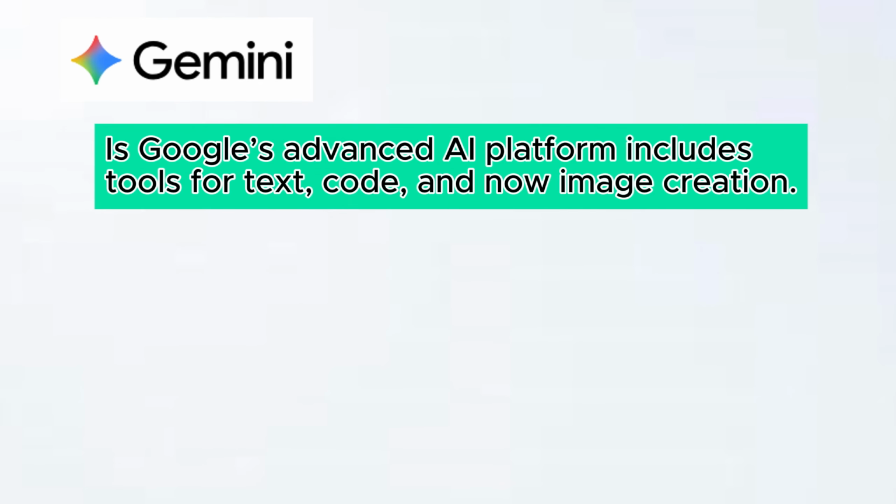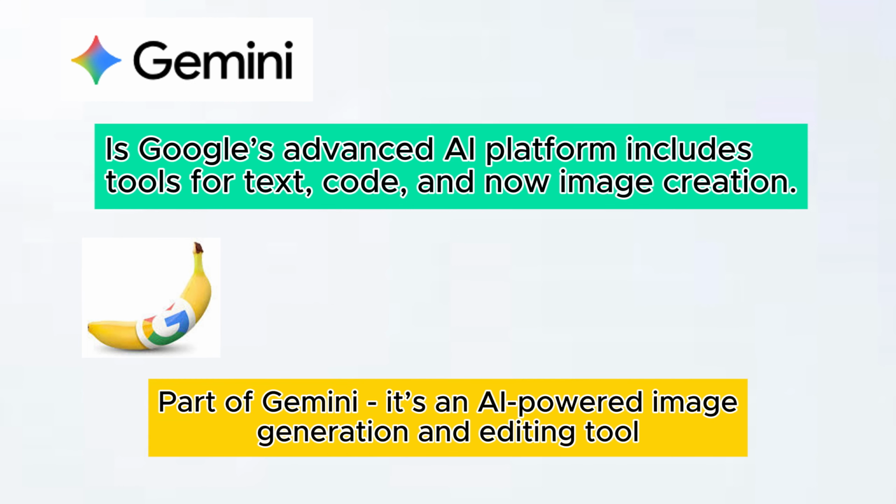Google Gemini is Google's advanced AI platform. It includes tools for text, code, and now image creation. Nano Banana is part of Gemini. It is an AI-powered image generation and editing tool. So you can generate brand new images from a text description, or upload your own image and edit it with simple text instructions. This makes it faster, easier, and often more fun than Photoshop.